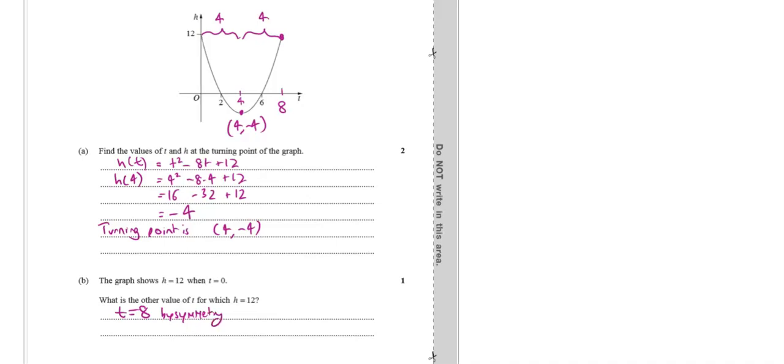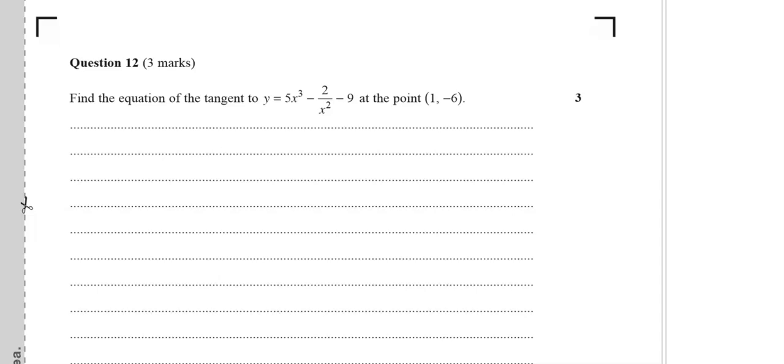If I prefer, I could do it algebraically. I could substitute in 12 to the formula. So t squared minus 8t equals 0. Factorise gives us the two answers, that t equals 0 and t equals 8. We already know that one of them occurs at t equals 0, so the answer they were looking for was t equals 8.